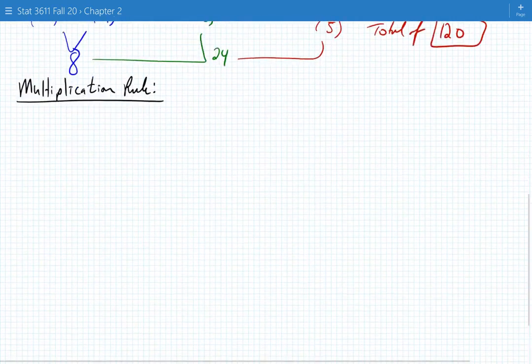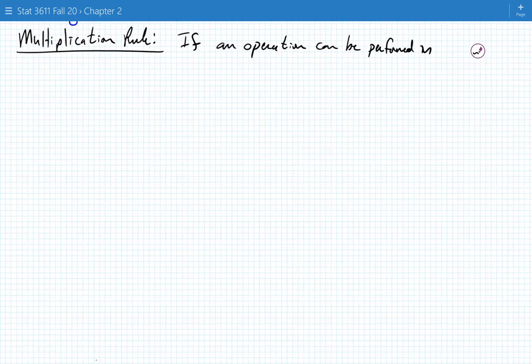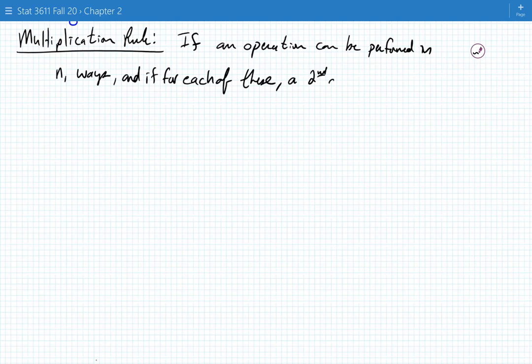The multiplication rule. If an operation can be performed in, we'll say, n1 ways, and if for each of these a second operation can be performed in n2 ways, and then for each of those, you could do a third operation in n3 ways, so on and so forth.